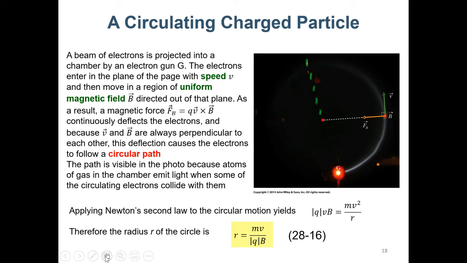So a beam of electrons is projected into a chamber by an electron gun. The electron enters the page with the speed v, and it will have a Lorentz force Fb continuously deflecting the electron. Because v and B are always perpendicular to each other, this deflection causes the electron to follow a circular path. The path is visible because the atoms of gas in the chamber emit light when some of the circulating electrons collide with them.